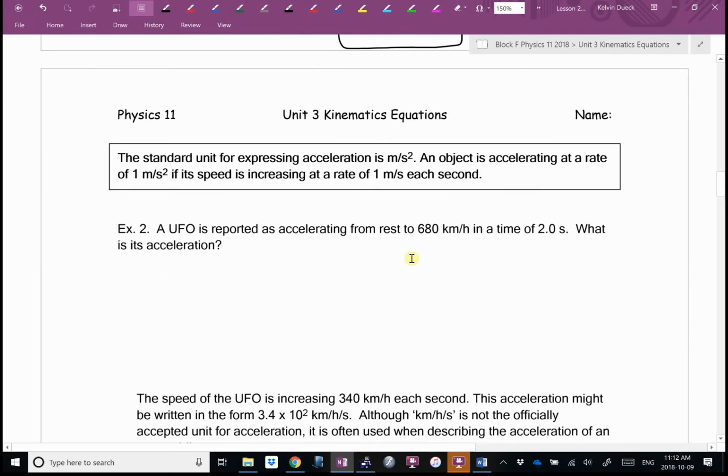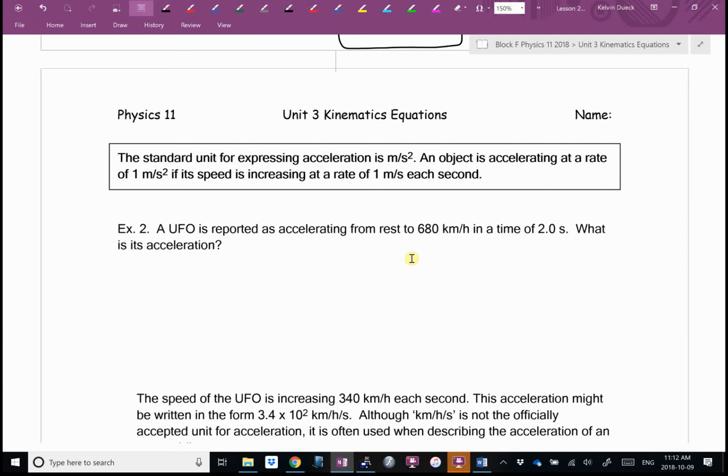The standard unit for expressing acceleration is meters per second squared. So an object is accelerating at a rate of 1 meter per second squared if its speed is increasing at a rate of 1 meter per second each second. There is one more unit for acceleration. I don't like it, but I tolerate it because of cars. And the other accepted unit for acceleration is kilometers per hour per second. It tells you what your speed is changing every second in kilometers per hour.